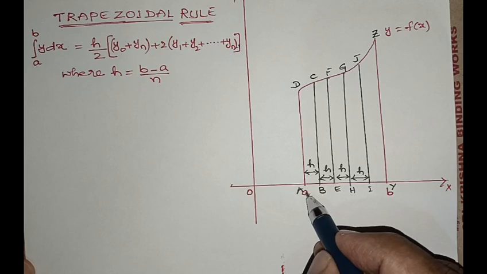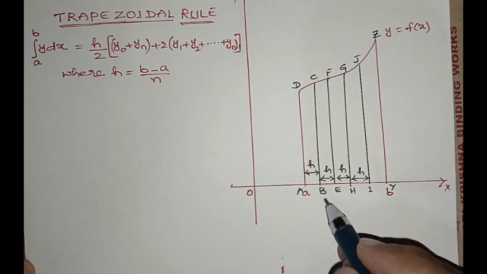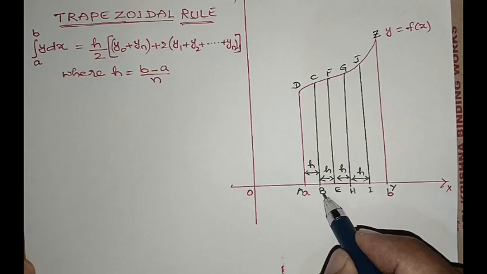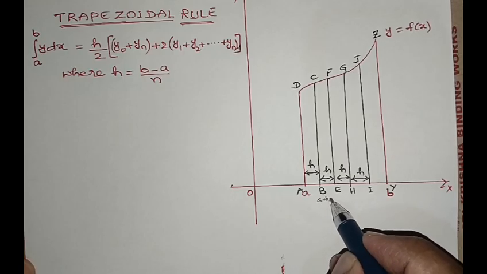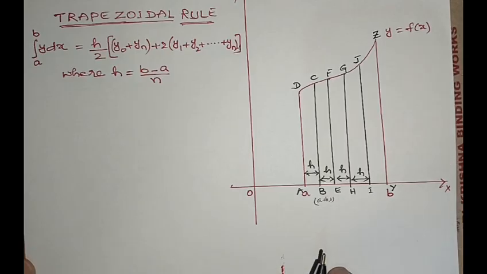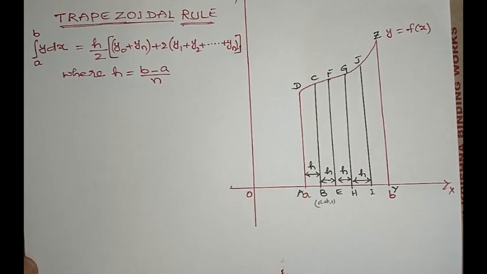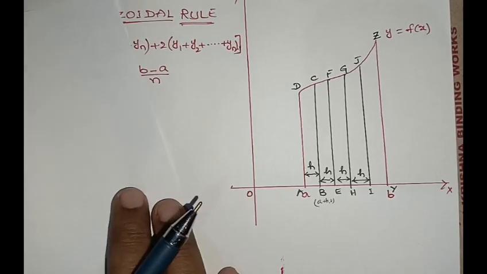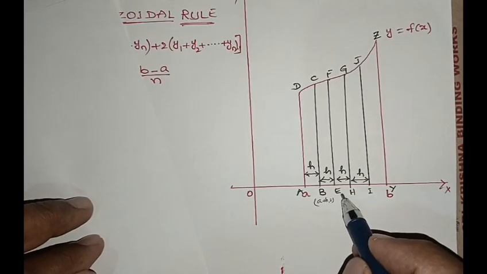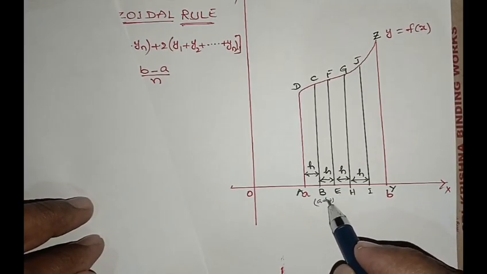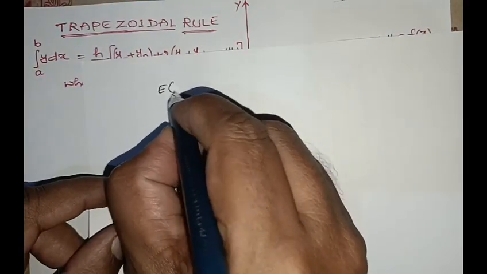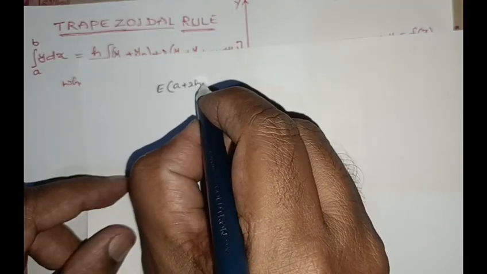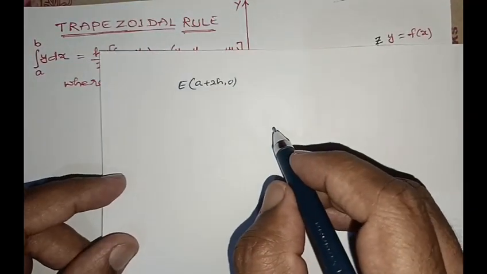So when it is x is equal to a, then B becomes x is equal to a plus h. The coordinates of B are (a plus h, 0). In the same way, one more h units distance is taken here, so the coordinates of E become a plus h plus h. So the coordinates of E are (a plus 2h, 0).